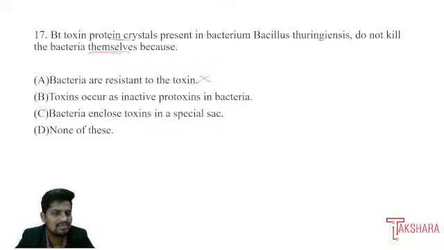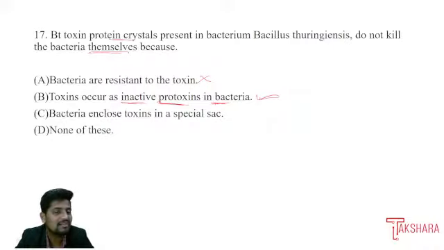B, the toxin occurs as an inactive protoxin in the bacteria. The toxin is totally an inactive protoxin in the bacterium, and this is correct with respect to the bacterial strain. The formation of the inactive toxin is what we call the protoxin, so that they do not kill the bacteria themselves.